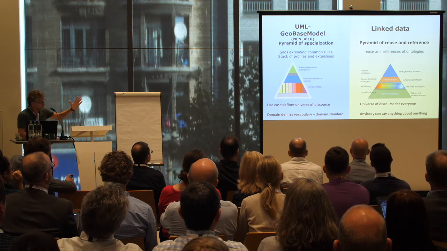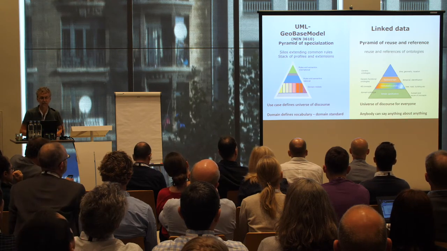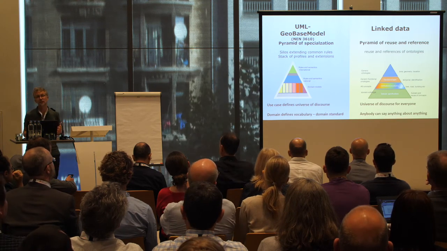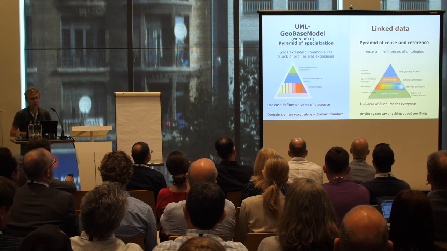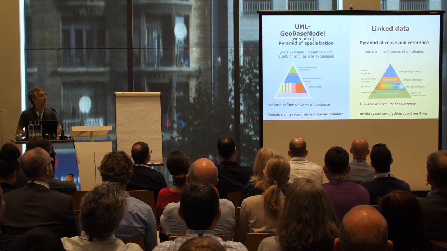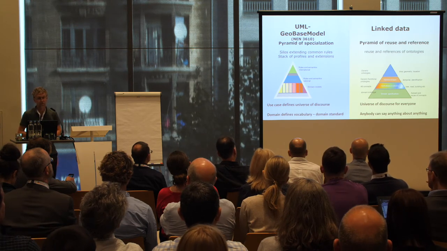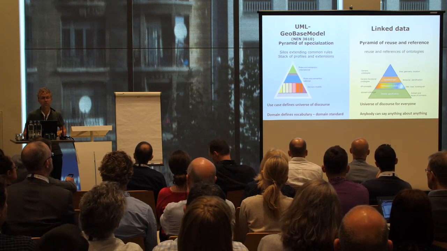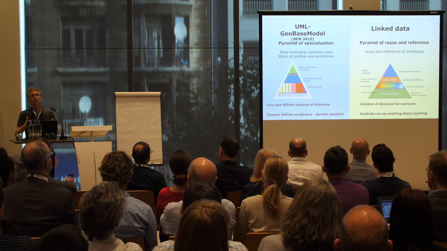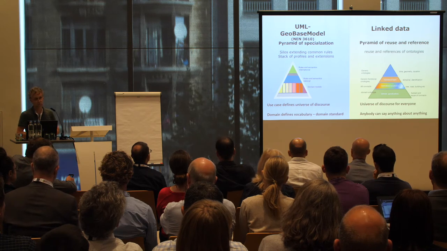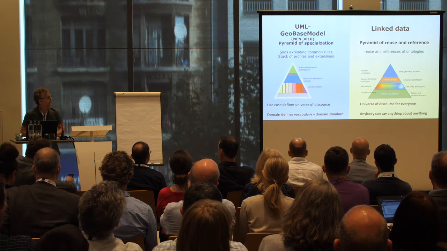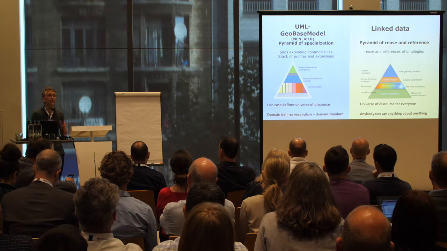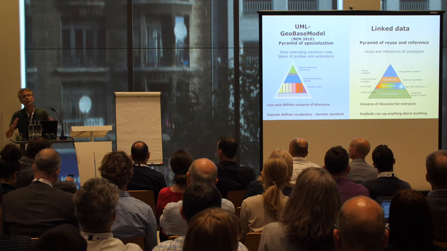Here I put two pyramids next to each other. On the left side, the UML, this geobase model, the Dutch one that we have, which is practically a pyramid of specialization. Basic rules are established in the top of the pyramid, and they are put into practice at the base of the pyramid. But what happens is that this way of working encourages silos being constructed. Silos of those specific domains, where within their domain they have their domain model. It works perfectly within the domain, but it's not very much harmonized over all those domains.